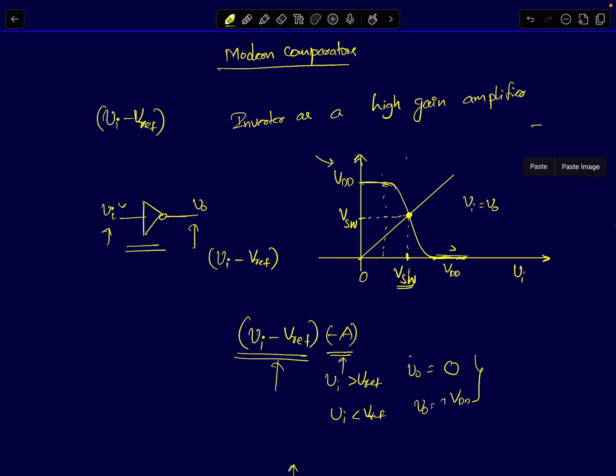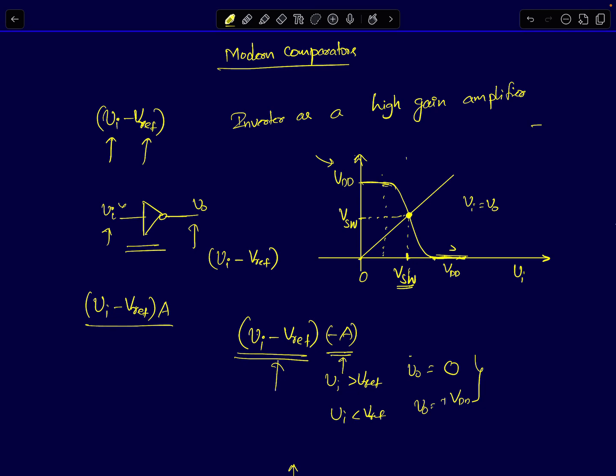Hi everyone. In this lecture, we will look at a very simple CMOS inverter based high gain amplifier which can be used for voltage comparison purposes. Now let's say I want to compare an input signal Vi with a reference voltage Vref. What does the comparison operation entail? First, you will take the difference between Vi and Vref. Once you take the difference, you will then amplify it by a huge amplification factor. That's what comparators do, right?